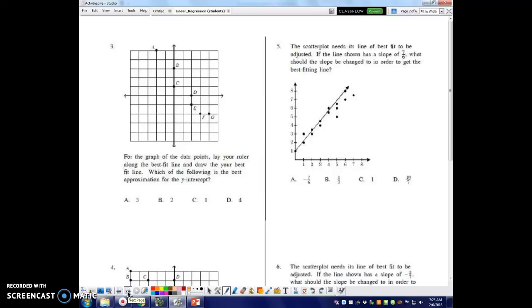Number 5 says the scatter plot needs its line of best fit to be adjusted. If the line shown has a slope of 7 over 6, what should the slope be changed to in order to get the best fitting line? Okay, so again, first point, it's at 0, 1. Next point, at 1, 2. This is what they have right now. We want to find the best fitting line.